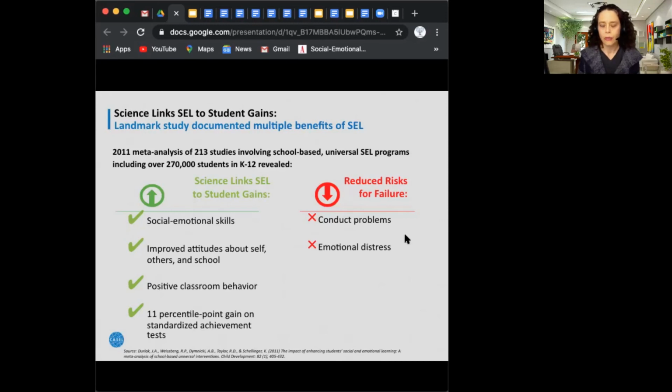And through this analysis, there were very significant student gains, as listed there, seen from SEL programming. And not only were there gains, but there was a reduced risk for failure and other things that we see that are challenging with students.